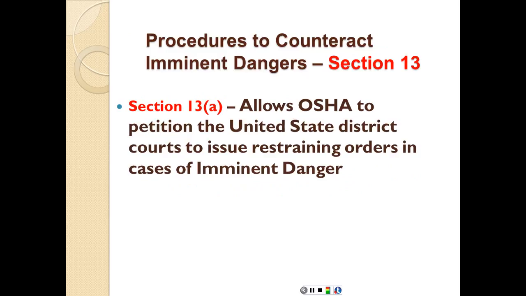The procedures to counteract imminent dangers under Section 13. Section 13A allows OSHA to petition the United States District Court to issue restraining orders in case of imminent danger. Again, imminent danger means that something is very close to causing a major accident or incident on site. For example, if you are excavating and the sides of the excavation are not properly sloped or shored, which can cause a cave-in, which can kill employees, this is called imminent danger. It has not caused any accidents yet, but it's very close to causing such accidents. Then in this case, OSHA can petition the United States District Court to issue a restraining order preventing anyone from approaching that site until the problem is fixed.